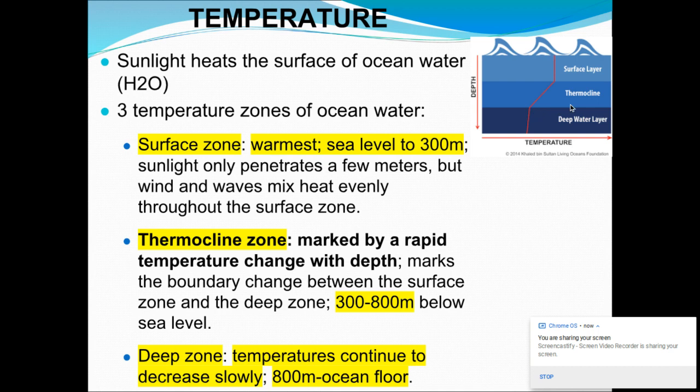Once we get past the thermocline, we're in the deep water or the deep zone, and that goes from 800 meters to the bottom of the ocean floor. Our temperature still decreases here because we don't have any sunlight, and so it is very, very cold. It decreases, but not as rapidly, not as fast as it did in the thermocline up here.